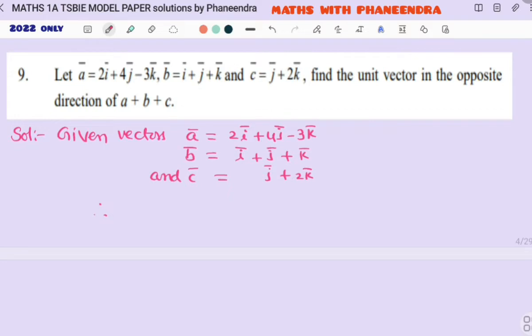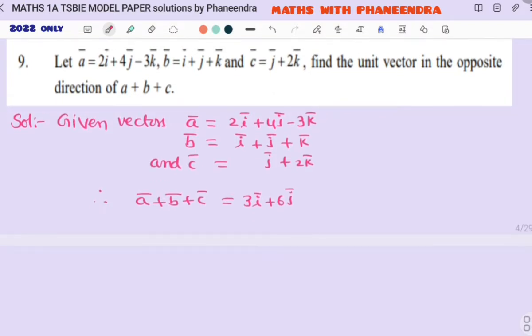Therefore, the sum of these vectors A bar plus B bar plus C bar is equal to 2i plus i, so 3i, 4j plus j plus j, so 6j, 2k plus k, 3k minus 3k, 0. So leave it like this. So A bar plus B bar plus C bar value is 3i plus 6j. There is no k bar here. They are asking for the unit vector in the opposite direction of A bar plus B bar plus C bar.